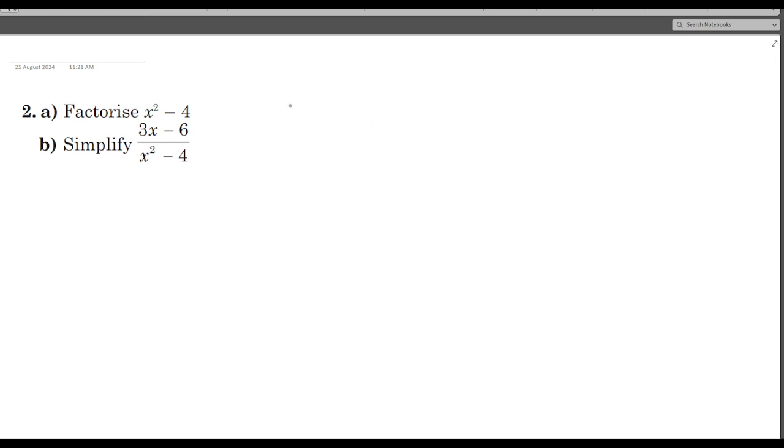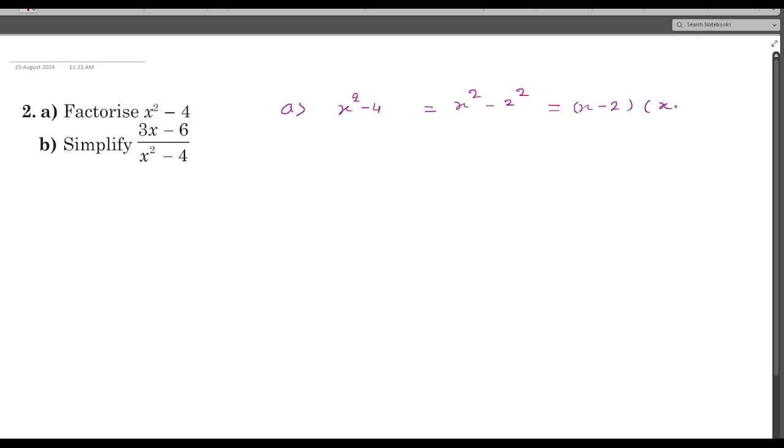factorize x square minus 4. Now this kind of question we have already discussed in your Algebra 2. So for A, it is x square minus 4. Now x square minus 4 is x square minus 2 square. So this can be written as x minus 2 into x plus 2.